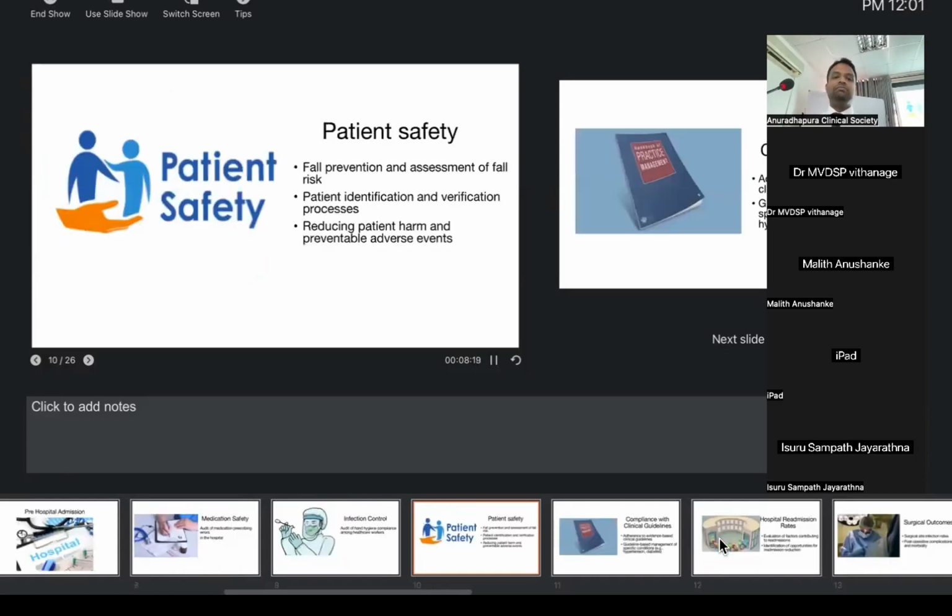Patient safety. So many patient safety procedures are there. You can do an audit whether this ward has disabled access or not.